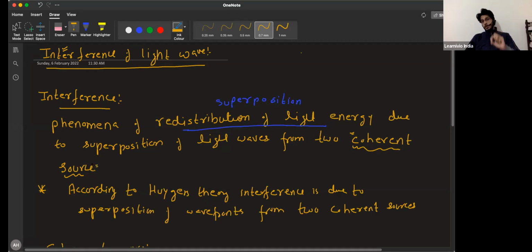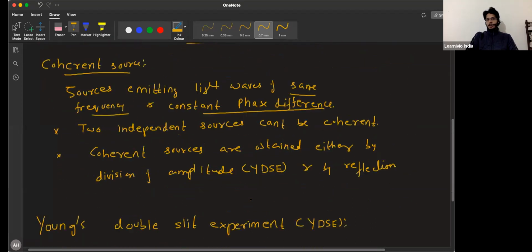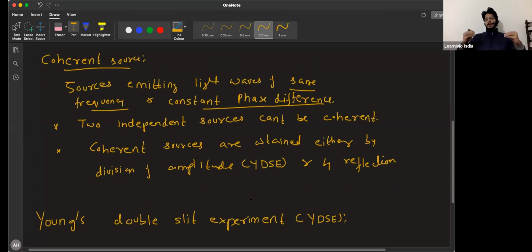Now, this interference you can explain in terms of wavefront also. You did Huygens' principle. Huygens' principle says that light propagates in the form of wavefronts. So according to Huygens' theory, the superposition of two wavefronts gives interference. Interference is due to superposition of two wavefronts only. Now, the important thing about this interference is that light rays should come from two coherent sources. Now, let's see what we mean by coherent sources.